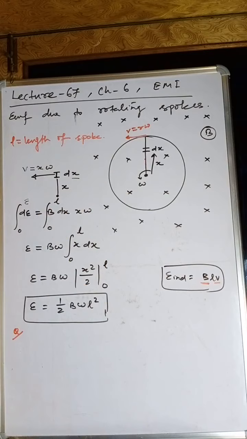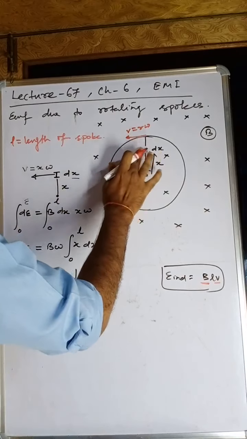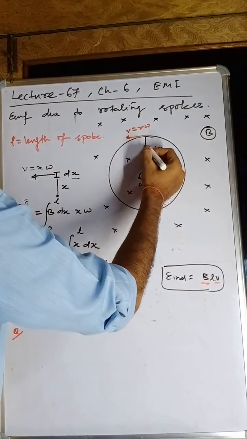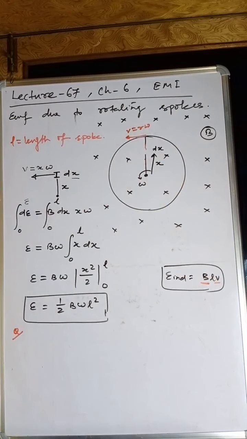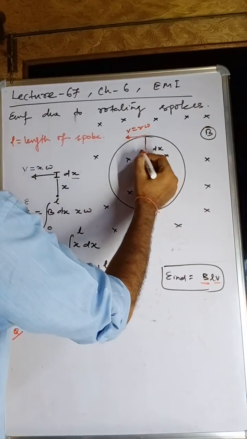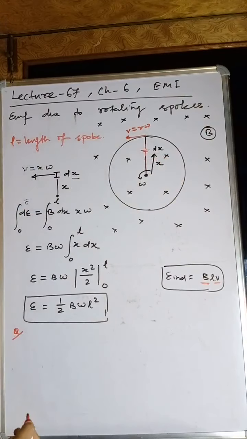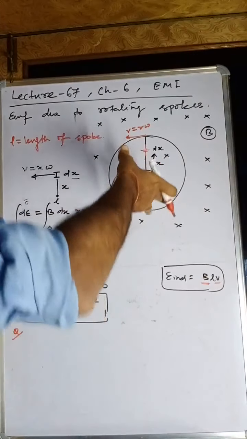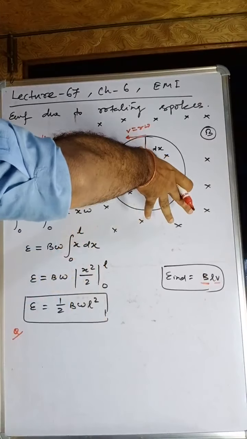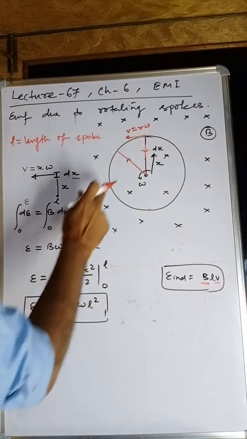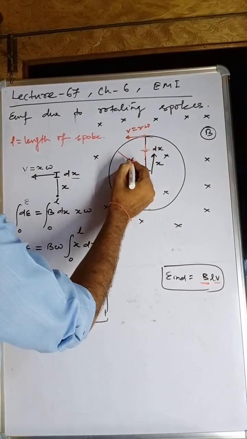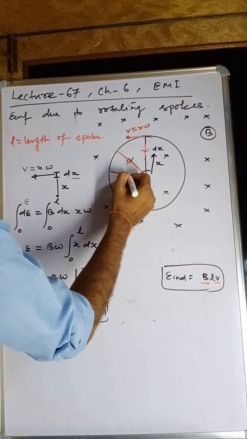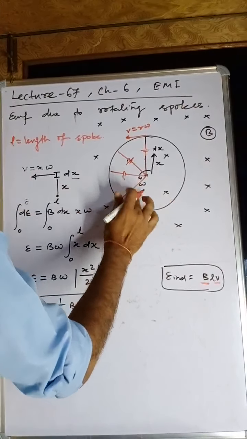To find the direction you will use the vector form. Here, suppose one spoke, and we are getting the EMF E. To represent this E, I am drawing a battery here. If there will be two spokes and the ring is moving, what will happen? Another battery will come. If three spokes, another battery will come. If four spokes, another battery will come.